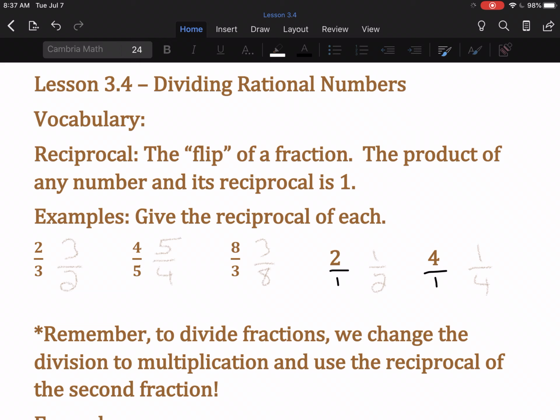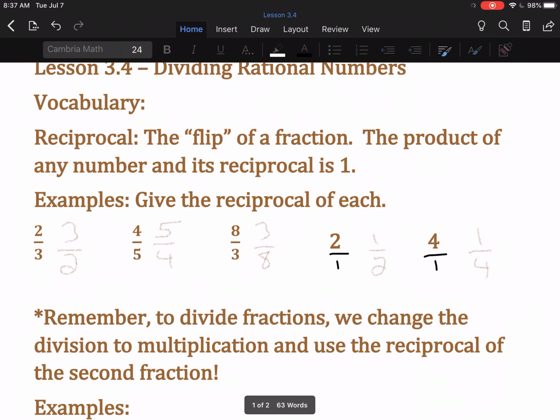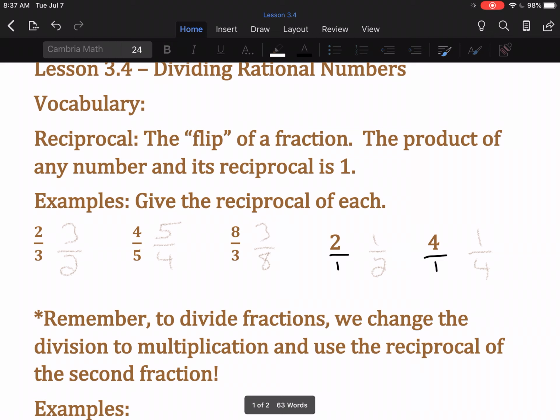So, to divide fractions, we change division to multiplication and use the reciprocal of the second fraction. So, we keep the first fraction, we flip the second fraction, and we change the division sign to multiplication. We KFC this. Keep, flip, change.